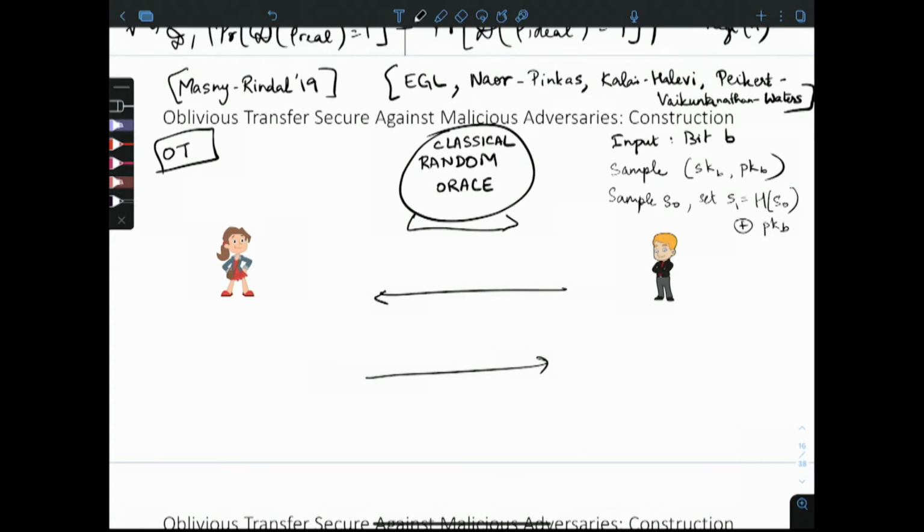So what happened there was Bob sampled a public key secret key pair first. Then he sampled a uniformly random string S0, hashed it, and set a different string S1 to be hash of S0 XORed with PKB. And now Bob should simply send S0 and S1 over to Alice.